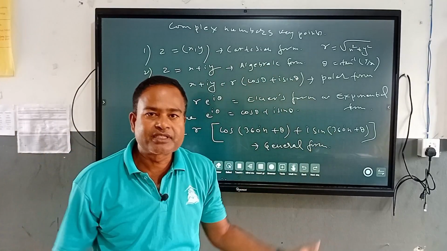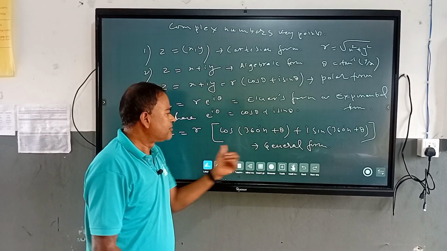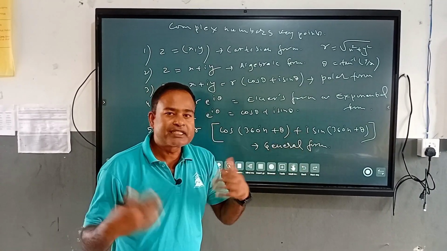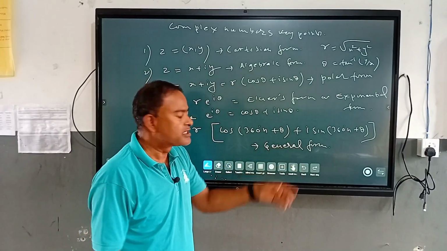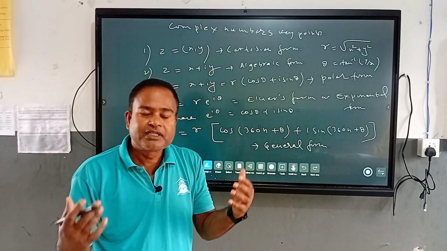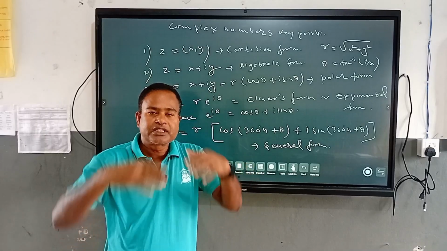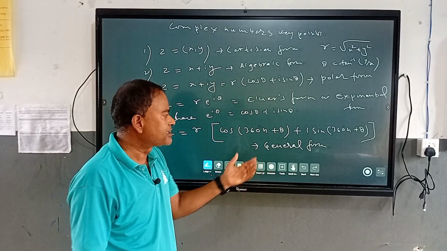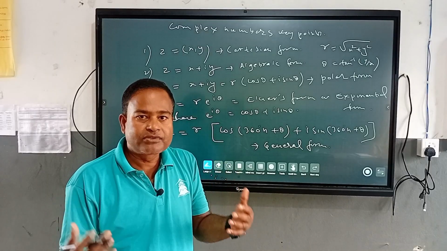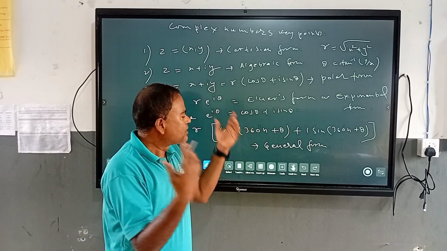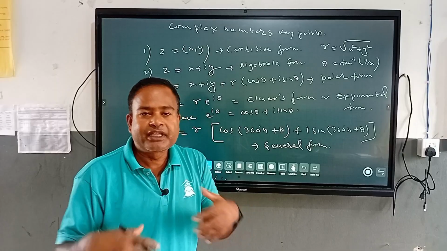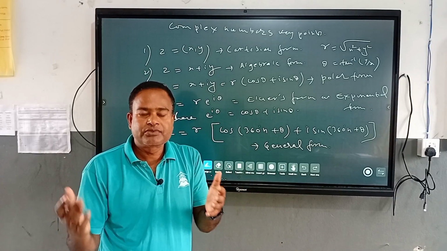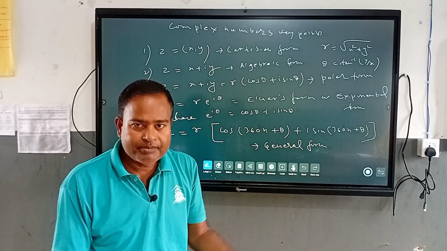That means any complex number we can write in the form of r times cos (360 n plus theta) plus I sin (360 n plus theta), which is called general form, and it is used to find the square root or the cube roots of any complex number or any root of complex number. So before finding, we have to change the complex number into general form, then we have to apply De Moivre's theorem, then we get any root, that means square root, cube root, fourth root, sixth root of a complex number.